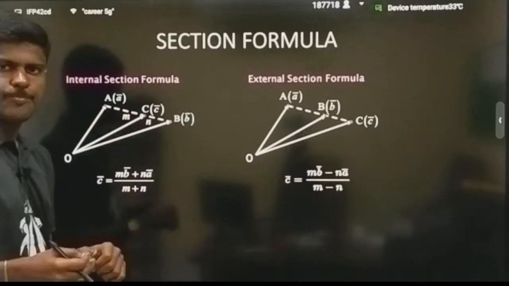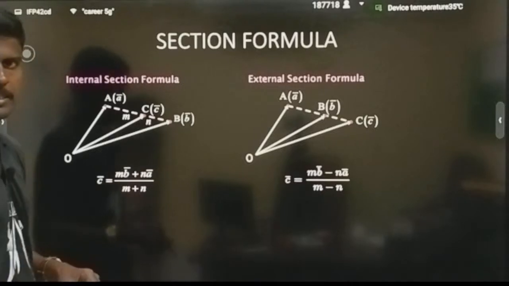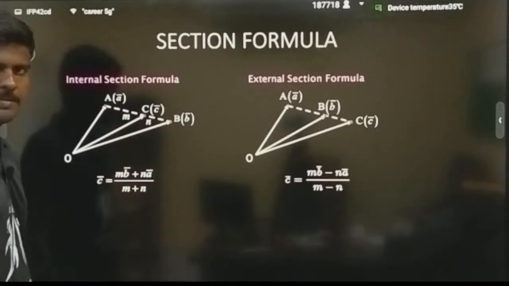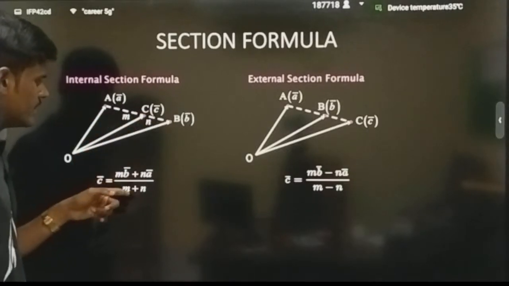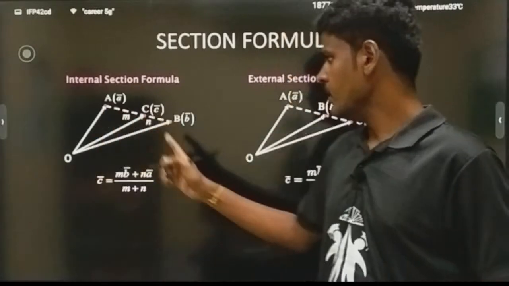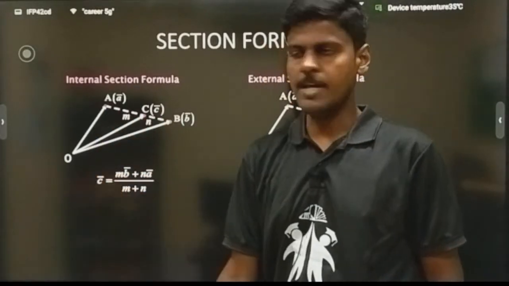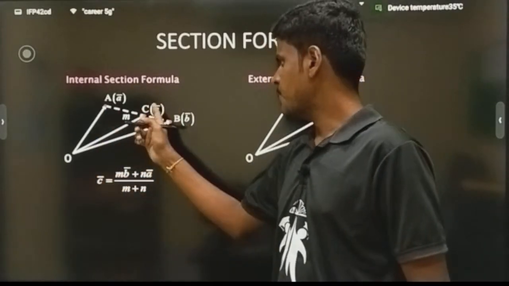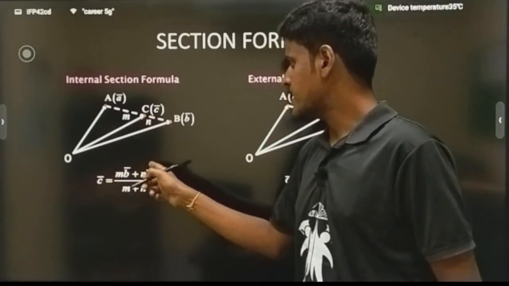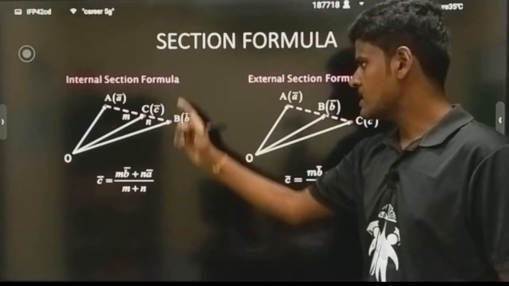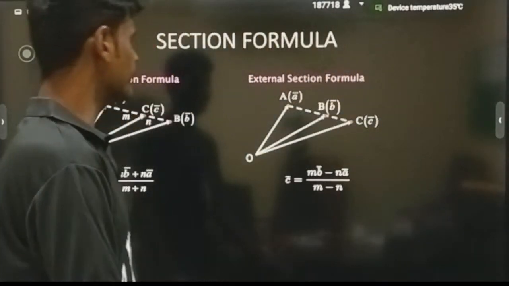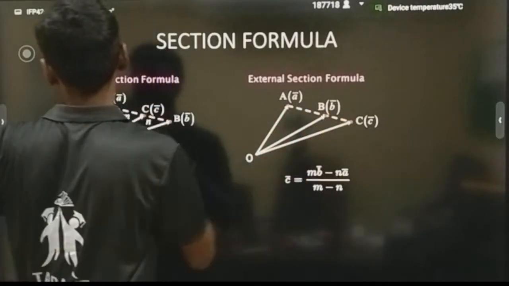Then the position vector of point C, that is C vector, is given by m into, we will take the other point B vector, plus n into A vector divided by, add this ratio, that is m plus n. This is the section formula for point C. What is the point C? Position vector of point C is given by m into B vector plus n into A vector by m plus n. This is internal section. Similarly, external section is given by m into B vector.